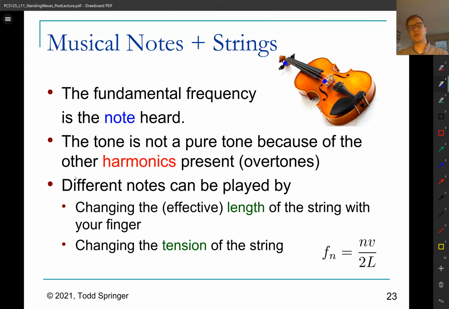You can change the note that you're hearing by changing the length of the string. That's why when you're playing the violin, you move your finger up and down, and that's changing the length of the string, which is changing the frequency that you're hearing. If I change L, then the frequencies that are allowed are going to be different. You can also change the frequencies by changing the tension in the string, and that affects the velocity of the waves. So when you're tuning an instrument, you're tightening the string or loosening it, and that is going to be changing the allowed frequencies, which you will be able to hear when that string vibrates.